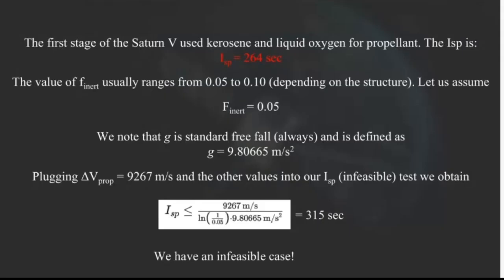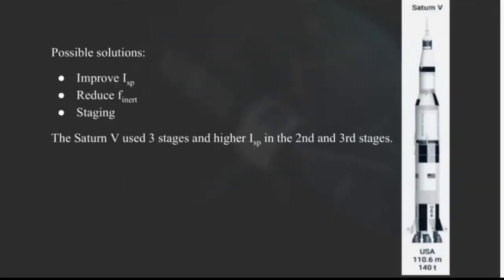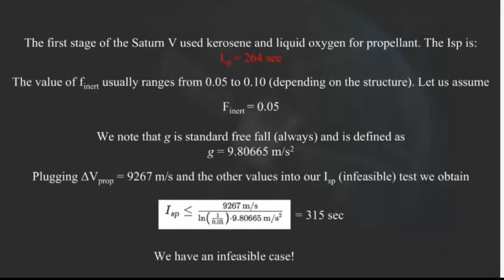Here, the first stage of the Saturn V used kerosene and liquid oxygen for propellant with an ISP of 264 seconds. The inert mass fraction usually ranges from 0.05 to 0.1. In other words, about 5% to 10% of the mass of the propellants plus structure is structure, that's basically the tank and other components holding everything together. In fact, 5% is a very small value and hard to achieve, but we'll assume it optimistically just for the calculation with the Saturn V.